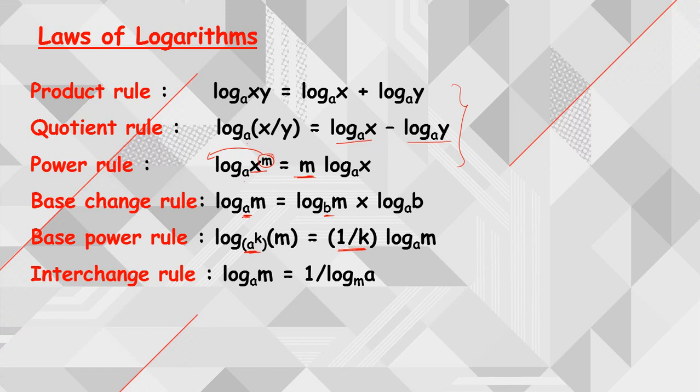Next, the interchanging rule. So if you are having log m to the base a, I can write it as 1 by log a to the base m. So here, the base interchange rule means these two will interchange their places. The base will become the value and the value will become the base. So from this, on doing cross multiplication, log m to the base a into log a to the base m is equal to 1.